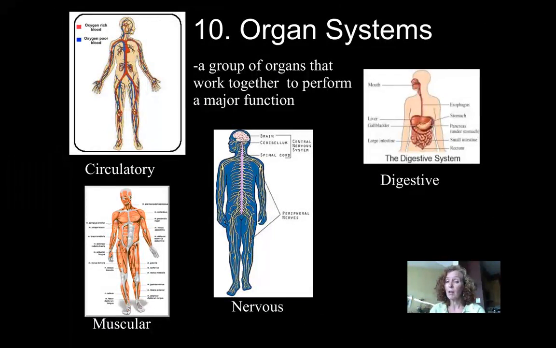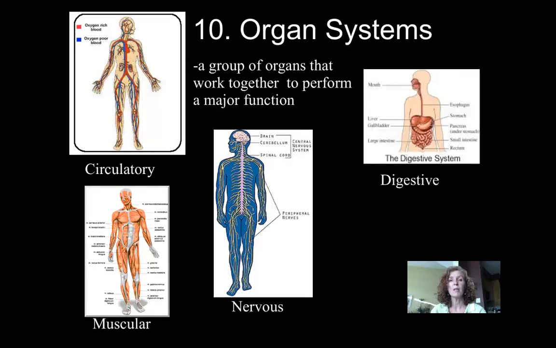Next level, the complex organisms are made up of organ systems. And these are a group of organs that work together, and they all perform a major function. So it's our nervous system that allows us to interact with our environment. It's our digestive system that allows us to get nutrients out of the foods that we eat. Right? So those are organ systems.